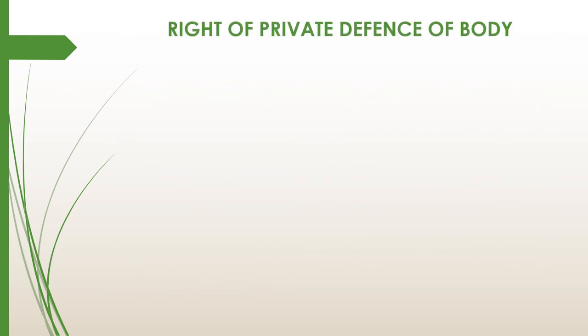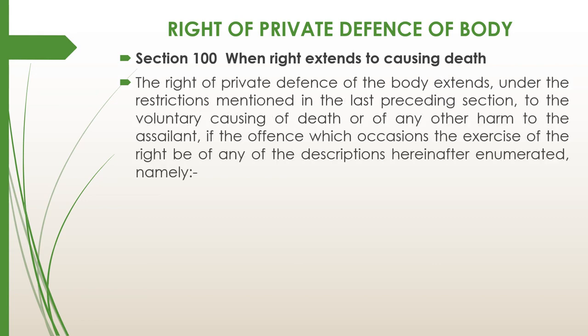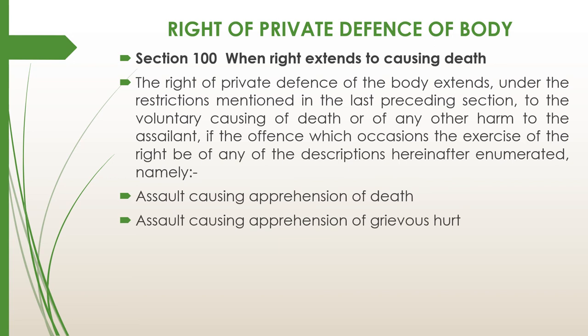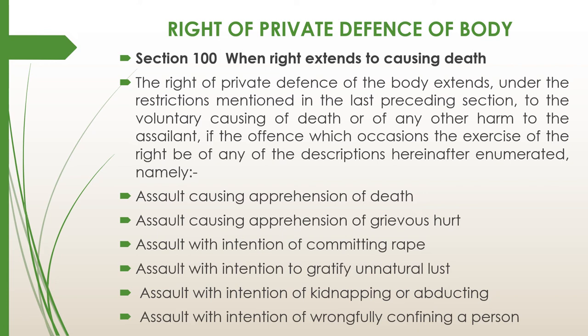Next is the right of private defense of body. Section 100 describes the right of private defense of body when this right extends to causing death. The right of private defense of the body extends, under the restrictions mentioned in the last preceding section, that is Section 99, to the voluntary causing of death or of any other harm to the assailant if the offense which occasions the exercise of the right be of any of the descriptions hereinafter enumerated, namely: assault causing apprehension of death, assault causing apprehension of grievous hurt, assault with intention of committing rape, assault with intention of gratifying unnatural lust, assault with intention of kidnapping or abducting, and assault with intention of wrongfully confining a person.